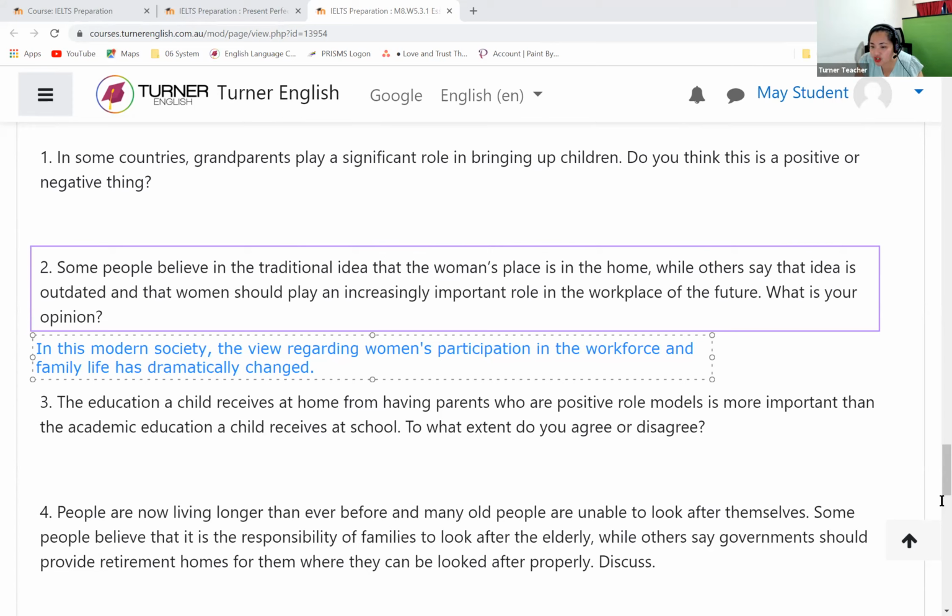"In this generation, the role of women in the workplace and family has significantly transformed." Yes, transformed. Yes, that's correct.